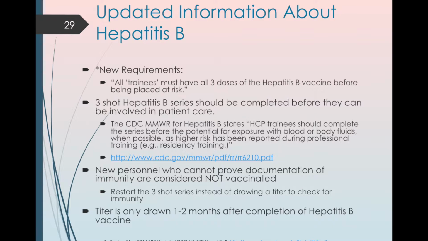All trainees must have 3 doses of the hepatitis B vaccine before being placed at risk. These are standards set by the CDC. The 3-shot series should be completed before they can be involved in patient care. A statement here from the CDC says, healthcare professional trainees should complete the series before the potential for exposure with blood or body fluids, when possible, as higher risk has been reported during professional training. I also gave a link here to give additional information.